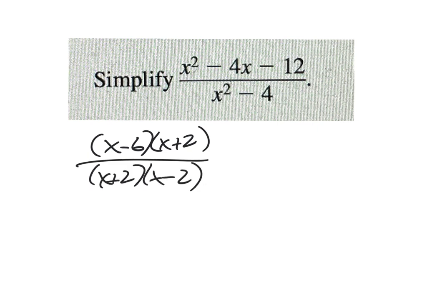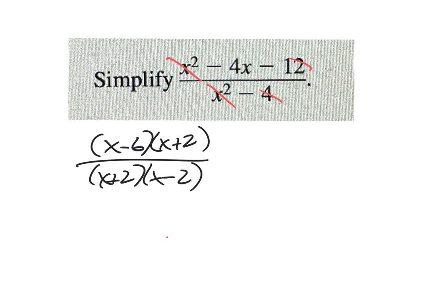Now, one thing about canceling, we're going to do a lot of canceling today and tomorrow in class: only cancel factors. I'm going to say it again, only cancel factors. Like, don't do this. Don't cancel the x squareds. Don't cancel the 4 and the 12. You can't do that. You can only cancel factors. Factors means things that are multiplied together.